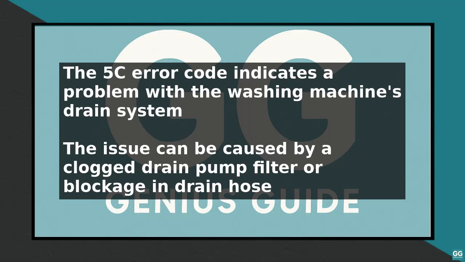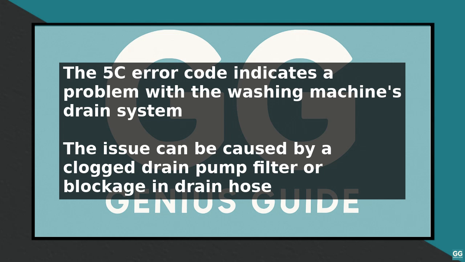To fix the Samsung washing machine 5C error code, start by understanding what it means. The 5C error code indicates a problem with the washing machine's drain system. This issue can be caused by a clogged drain pump filter or a blockage in the drain hose.